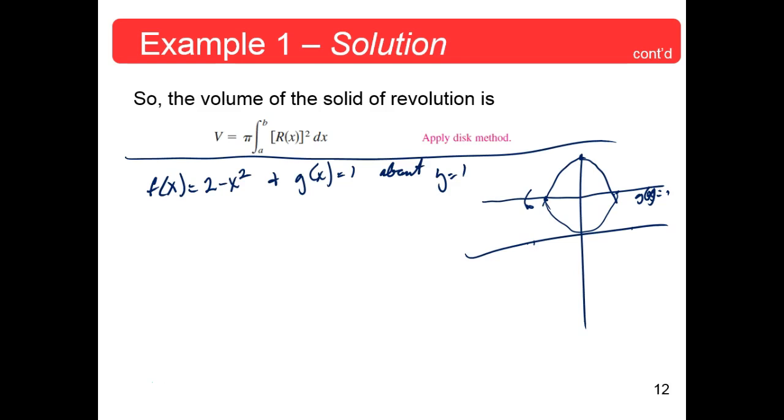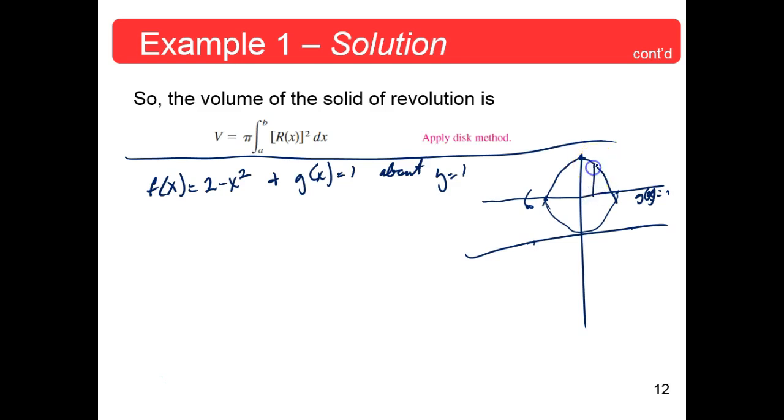Again, why in the world did they do the very easy one on the slide, and this one's introducing at least 2 new concepts. The other one had the x-axis as the axis of rotation. This one has the line y equal 1, or g of x equal 1, as the boundary and also the axis of rotation.